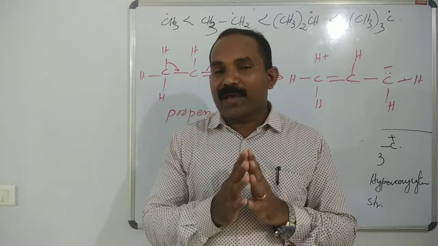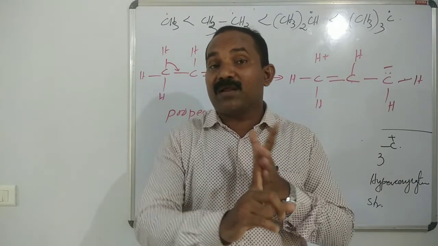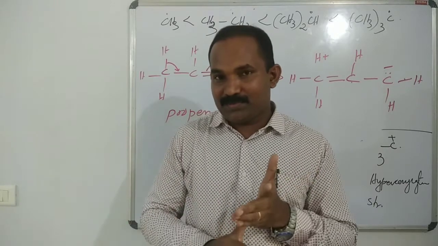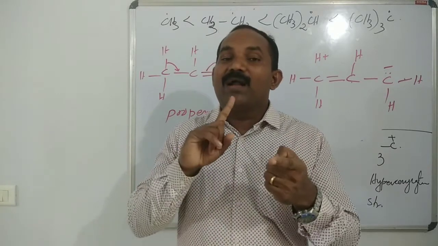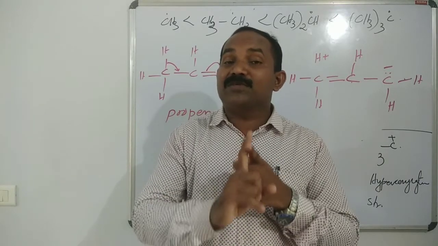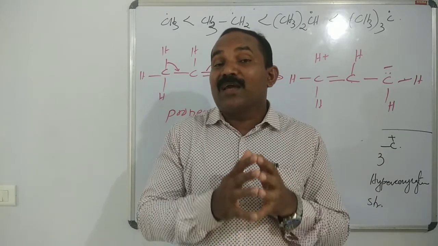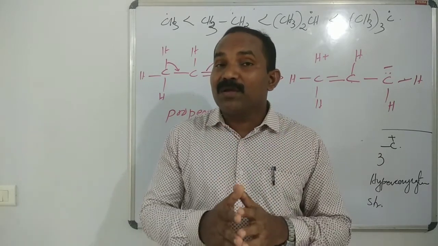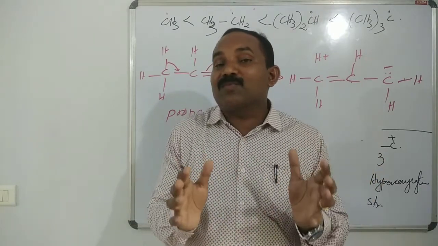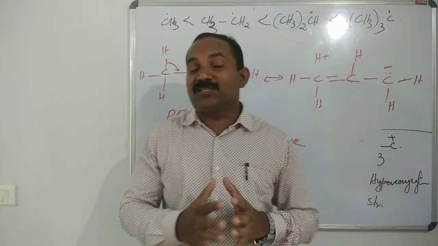Here you should keep in your mind: inductive effect, resonance effect, hyperconjugation effect. These three effects are permanent effects. They are always in the molecule. Electromeric effect is a temporary effect which works only in the presence of attacking reagents. These are very important concepts in organic reaction mechanism. If you learn these things, you feel organic chemistry is an easy subject. Otherwise, you feel difficulties.